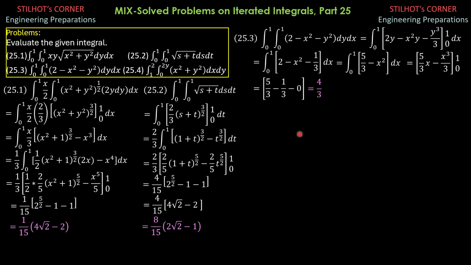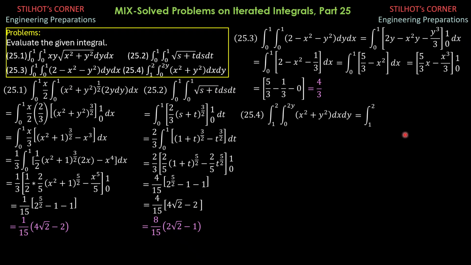So the answer is 4/3. Then 25.4, integral 1 to 2, 0 to 2y of the quantity x squared plus y squared dx dy. So we evaluate this with x as the variable first. So that would be x cubed over 3 plus y squared x from 0 to 2y dy.